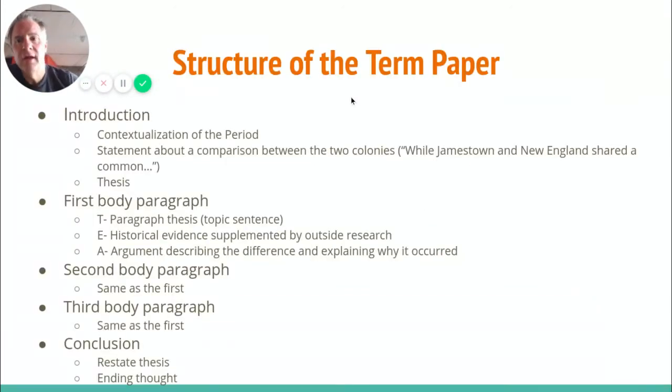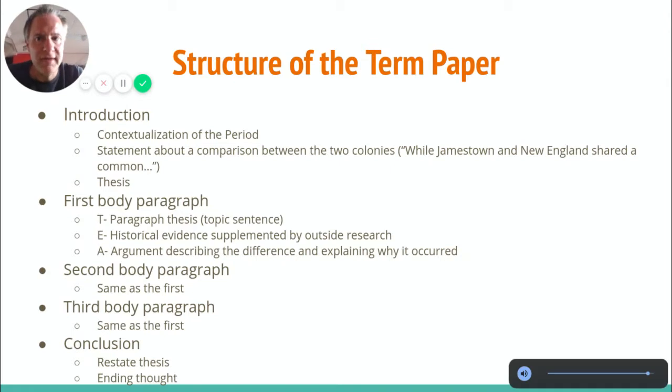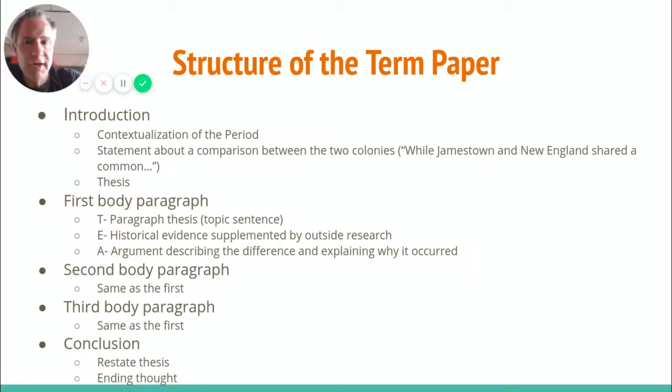So let's get started. As I mentioned in video one, this is a 5-paragraph paper that you're going to be writing, and it's structured this way. You start off with an introduction. So the first thing you want to do is contextualize the period that the paper is about. I'll give you a hint. Write about the founding of the two colonies. A couple sentences about the founding of Jamestown, a couple sentences about the founding of New England. That'll cover your contextualization.